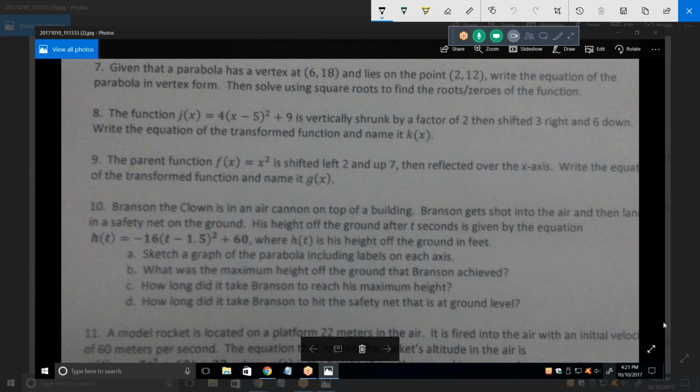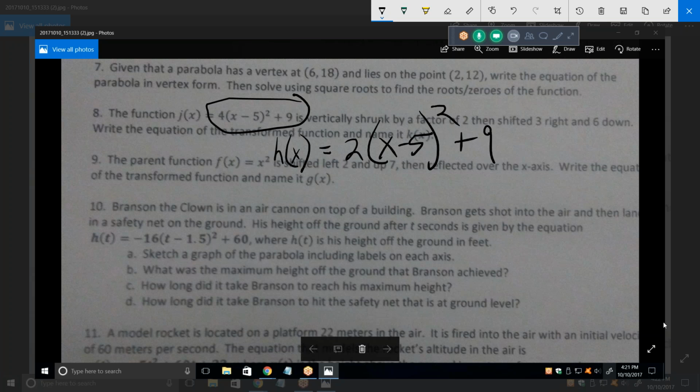But now they're taking it to the next level and saying that this function is vertically shrunk by a factor of 2. What does that mean? Let's say h of x is what? If I were to take that function and vertically shrink it by a factor of 2, what would it look like, if that's all I did? h of x equals 2. It would be 2 instead of 4.